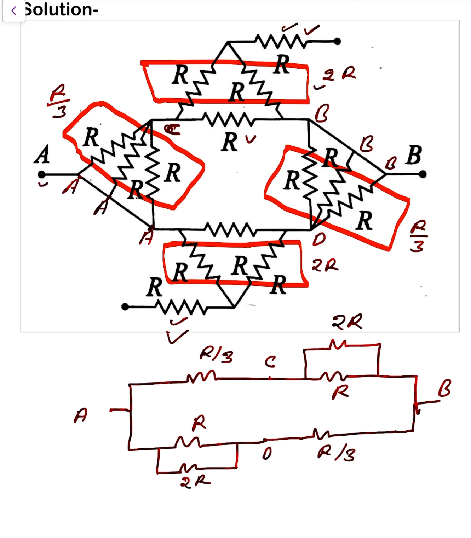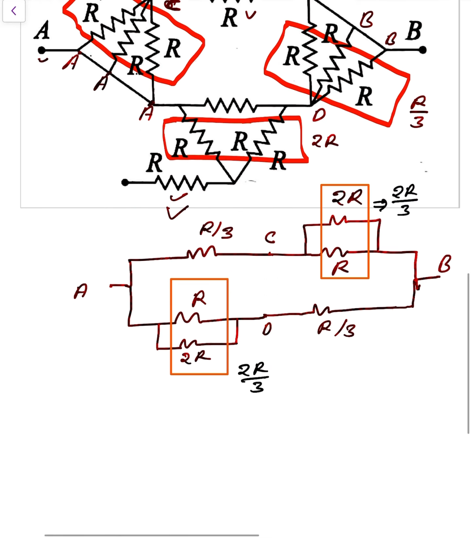Okay. Now after that, if you see very carefully, these two are parallel and these two are also parallel. So that one is written as 2R by 3, and this one is also written as 2R by 3, the combination of these two.